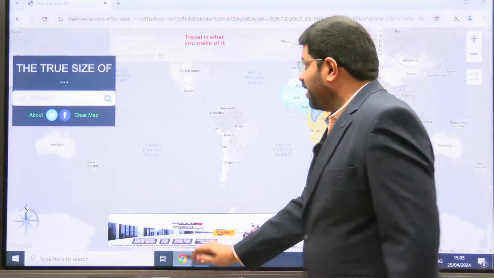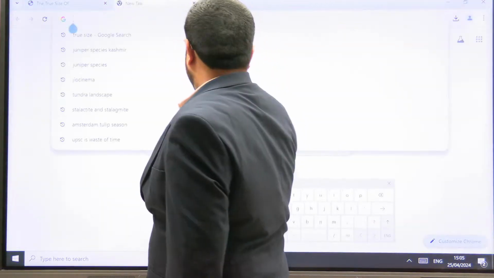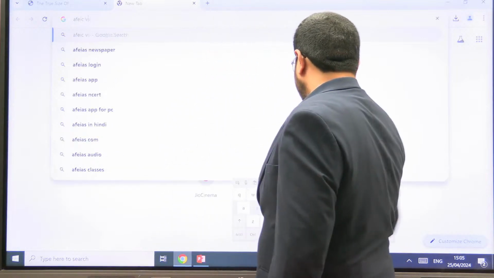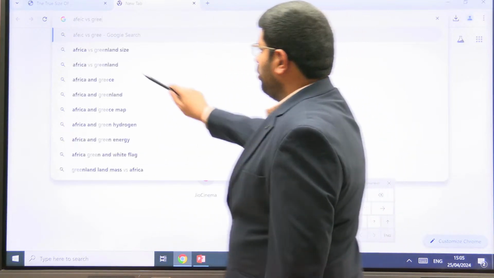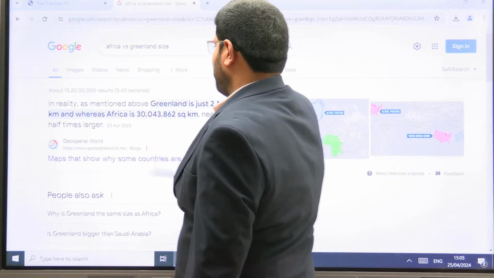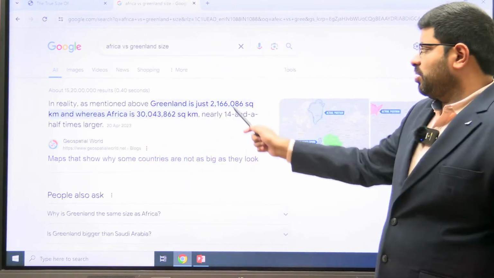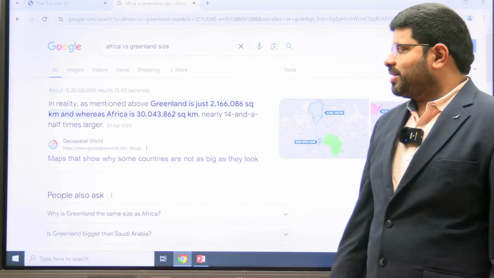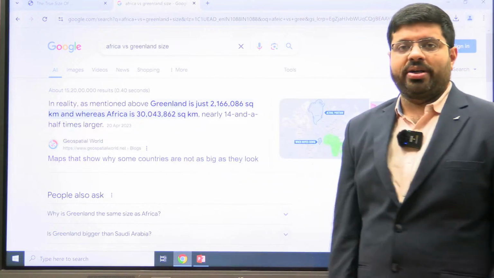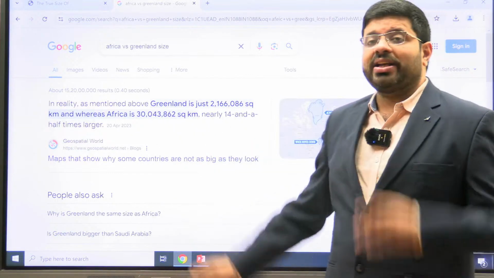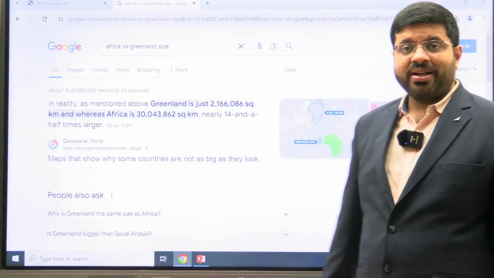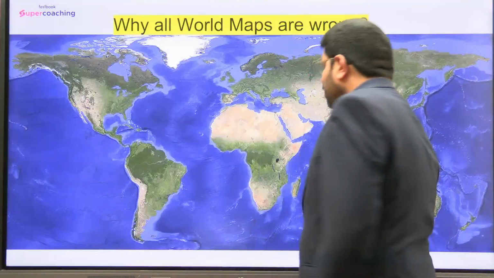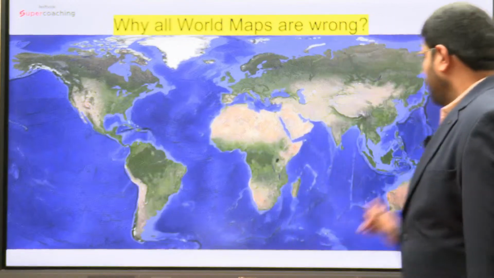Africa versus Greenland. Look at the area-wise comparison. You can see here, Greenland is just 2 million square kilometers, whereas Africa is 30 million square kilometers, almost 14.5 times the size, right? But look at the variation. This variation is because of something called the Mercator projection.